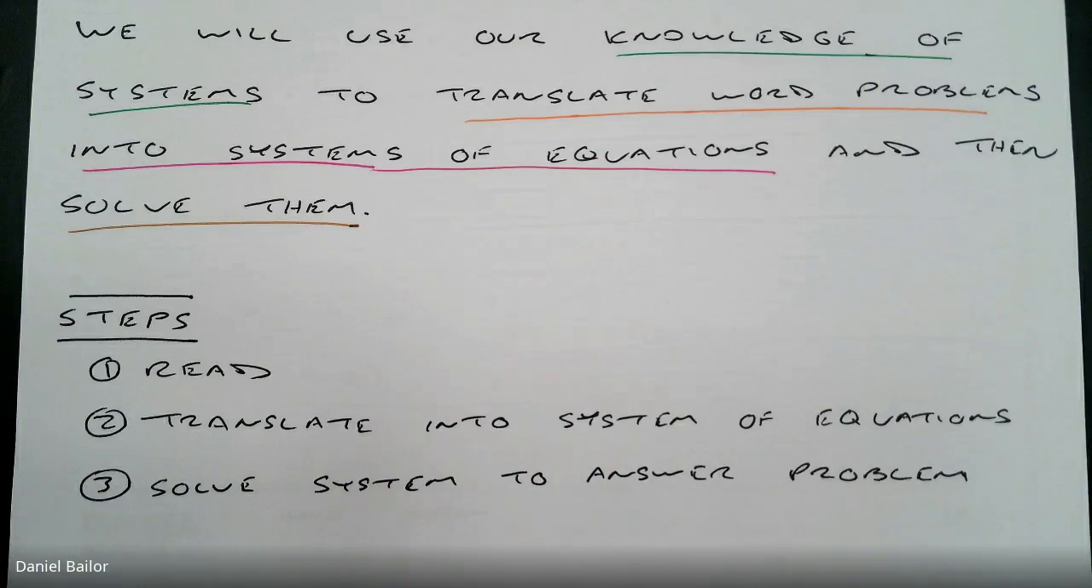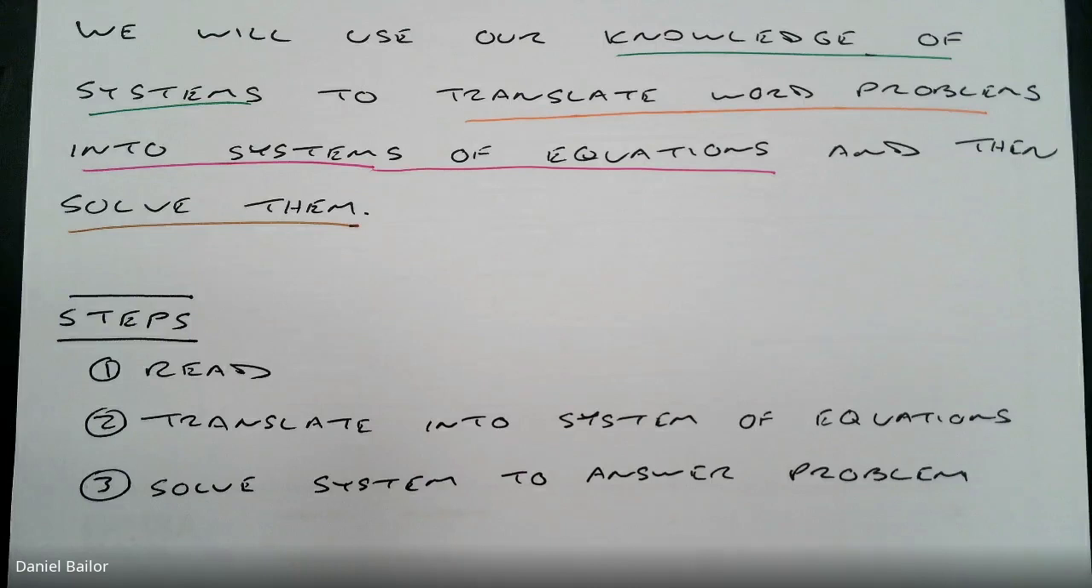Now, solving the system will not always answer the word problem. Sometimes there might be an extra step or two that you'll have to think about when you're coming up with your answer. So the solution to the system might not be the answer to the word problem. So the solution to the system is not necessarily the answer to the word problem. You have to use the solution, use the coordinates to find your answer.